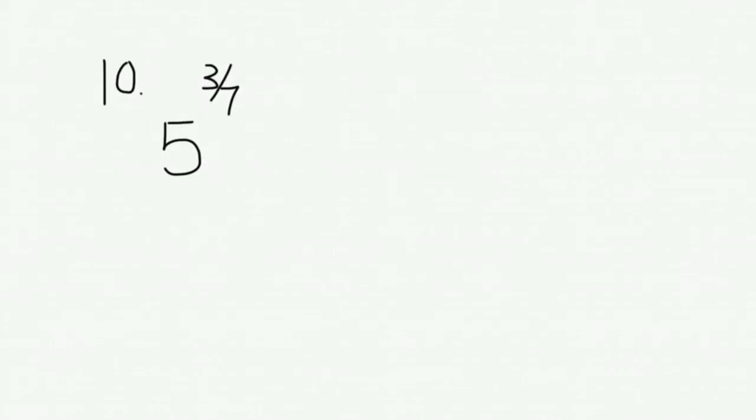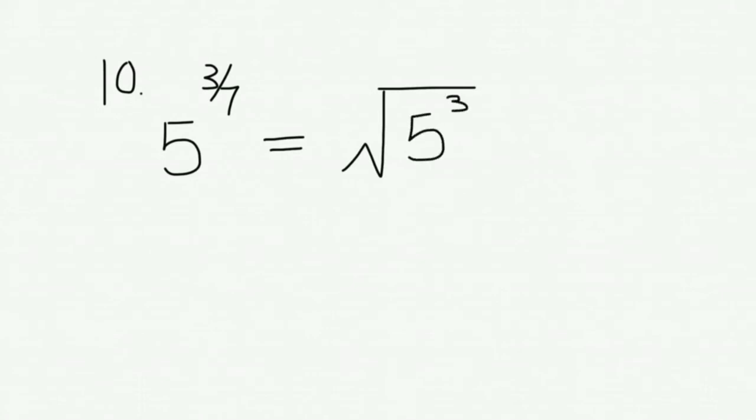Number 10, 5 raised to the 3/7 power. Rewritten as a radical expression, it would be 5 raised to the 3rd power. The index comes from the denominator of your rational exponent. So this is the 7th root of 5 raised to the 3rd power.